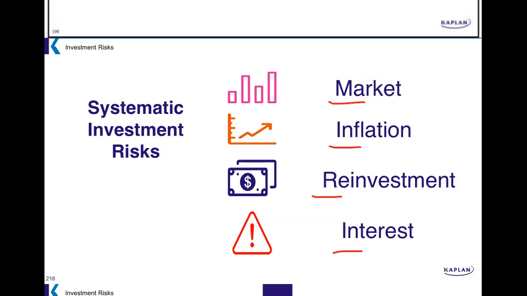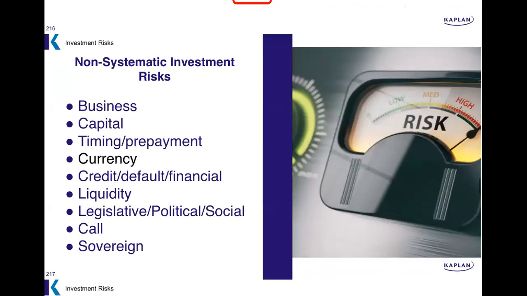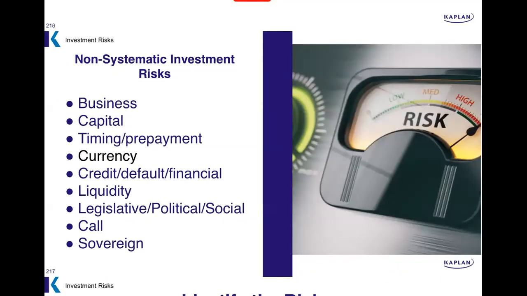So systematic risks are unavoidable risks, MIRI. Now, if you remember that, it'll help you. As you can see here with non-systematic risks, we don't see an M, an I, or an R, do we? Therefore, on the test, anytime we're looking for systematic risks, just look for MIRI. M, I, or R, we know that that's going to be our systematics.